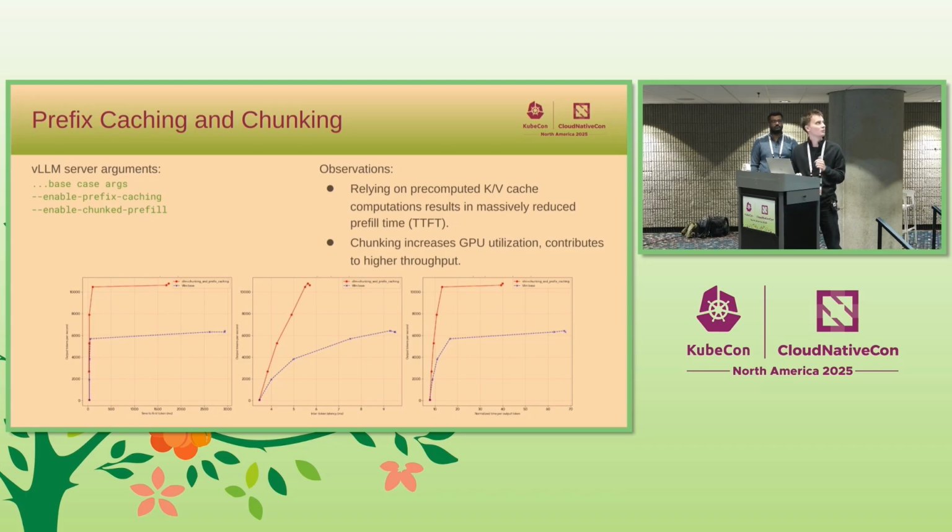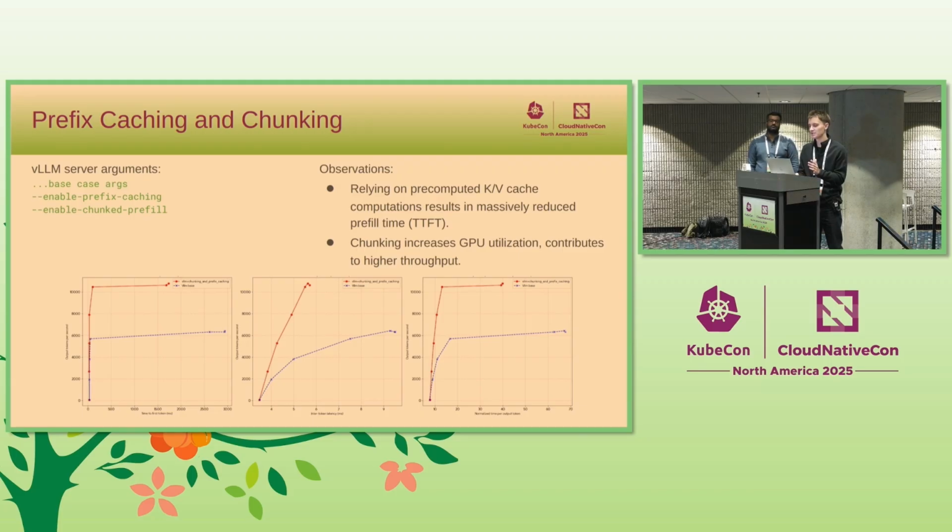So for a more obvious improvement, we enabled prefix caching and chunking. Again, blue line is base, and the performance gains were much more substantial. The results were due in part to the characteristics of the load. Remember back to the initial slide where all requests shared a prefix. So relying on the pre-computed KV cache values massively reduces the prefill time.